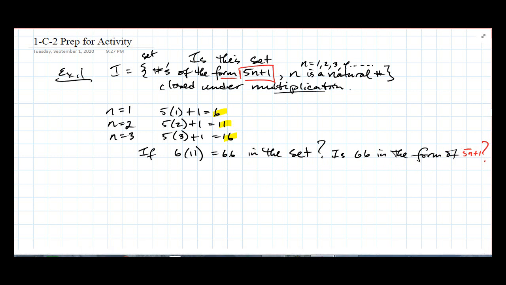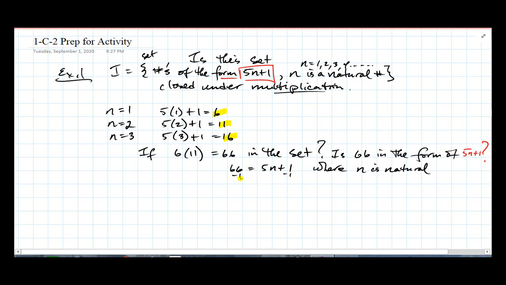So if you want to answer this question algebraically, you'd say, well, if 66 is in the form, that means that 66 must be equal to 5n plus 1, where n is a natural number. So let's solve for n and see if we get a natural number. If we do, it's in the set. If we solve for this and n is not natural, maybe it's a fraction or a decimal, then this number 66 is not in the set. And I'll prove it to you here in a minute. But let's go ahead and solve for this.